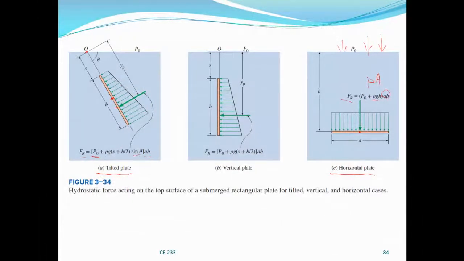And if it is vertical, it is the same. The only thing is that sine theta will vanish, because the angle is now 90 degrees, and sine 90 is 1. So the pressure force becomes this, without sine theta. Simple.